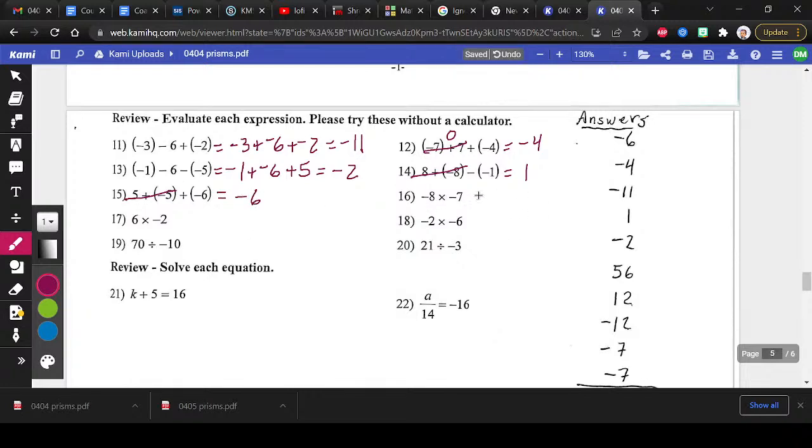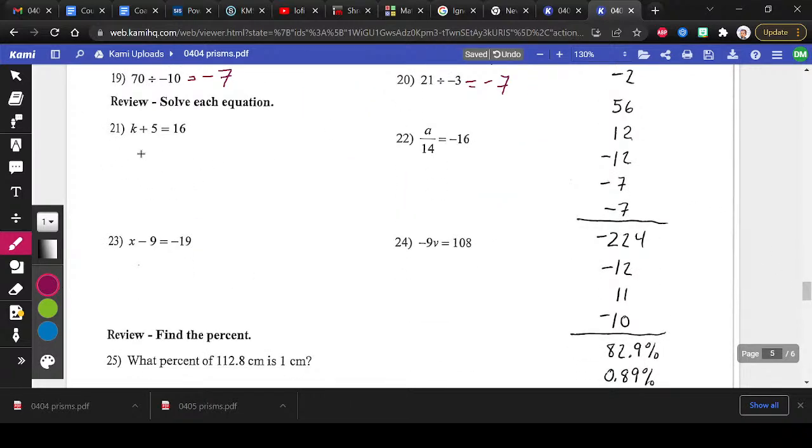Two negatives when multiplied together makes a positive, so that's positive 56. A negative and a positive multiplied together is a negative, so that's -12. Two negatives, same signs, that's positive. Different signs, that's going to be a negative. And different signs, that's going to be a negative.